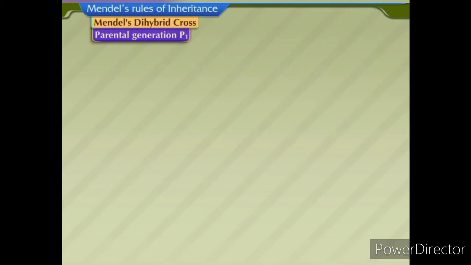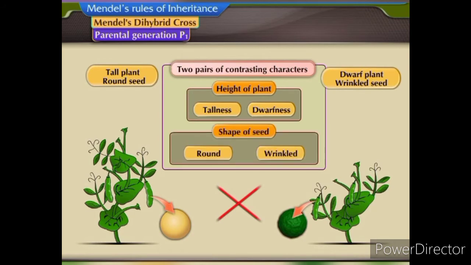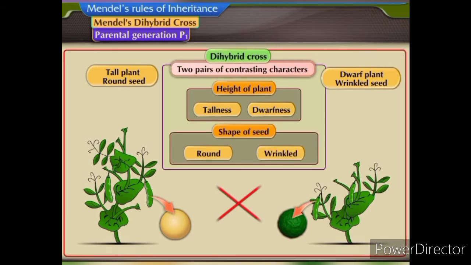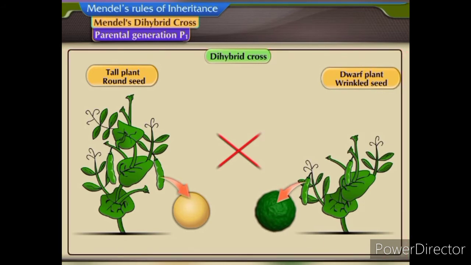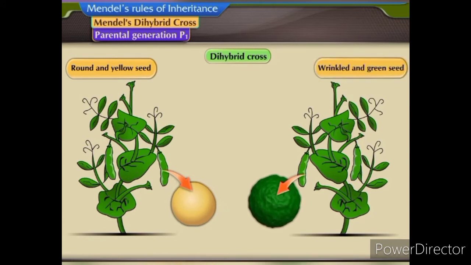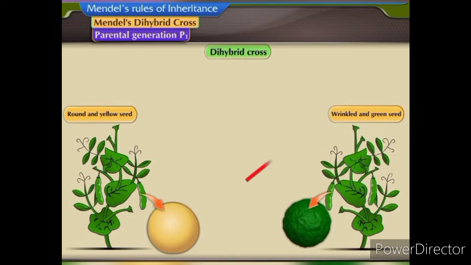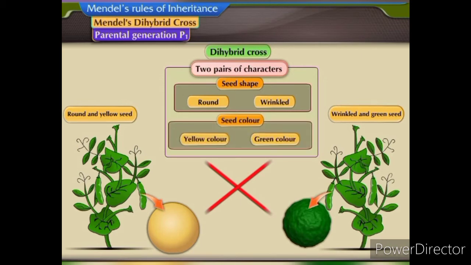Parental generation P1. A cross which involves plants with two pairs of contrasting characters is called a dihybrid cross. For example, if tall plants having round seeds are crossed with short plants having wrinkled seeds, then the cross involved is a dihybrid cross. Let us understand about Mendel's experiment involving a cross of pea plants having round and yellow seeds and those with wrinkled and green seeds. In this cross, the two pairs of characters involved are the seed shape and the seed color. Let us analyze the cross step by step.